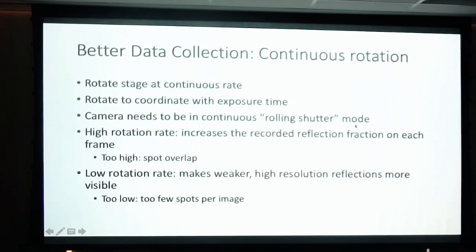Because of that, it's actually better to collect it with continuous rotation rather than individual frames. So rather than doing something like tomography, where you take a picture, tilt a little bit, take another picture, it's better to just have it continuously moving and have your camera continuously taking pictures, so taking a kind of continuous movie. But you need a camera that can do that. Generally, they have something called either a movie mode or a rolling shutter mode in order to do that.